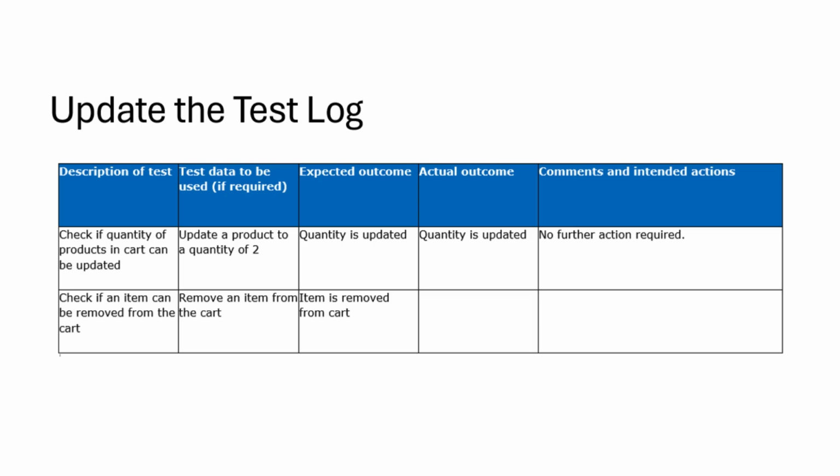Update the test log to check if an item can be removed from the cart. Our test data is whatever item we're going to remove from the cart, and we expect the cart to be displayed again without that item showing. We also expect it to be removed from the cart table.